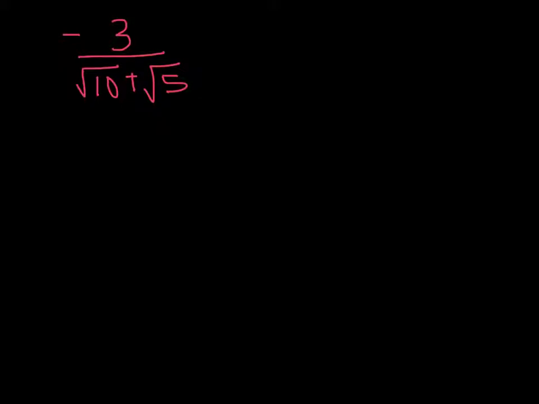Here is my original problem, which is negative 3 over the square root of 10 plus the square root of 5. Again, we don't want those square roots in our denominator. So in this case, we need to multiply by the conjugate. And the conjugate would be, if you want to think about it, you want to get rid of these square roots, so you want to just simply multiply by taking those 2 and subtracting them. So I'm going to multiply by the square root of 10 minus the square root of 5 on both sides.